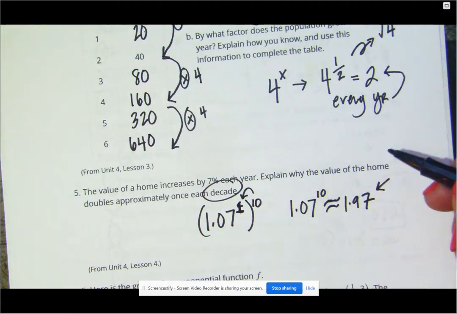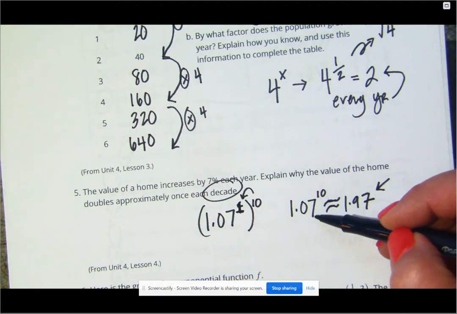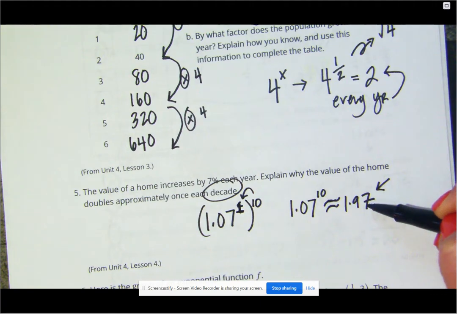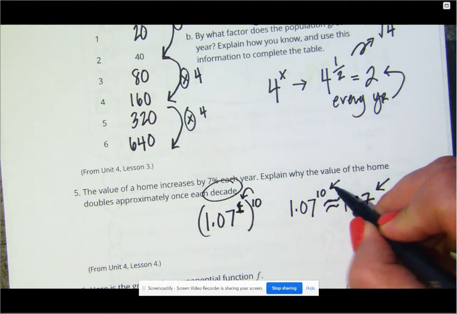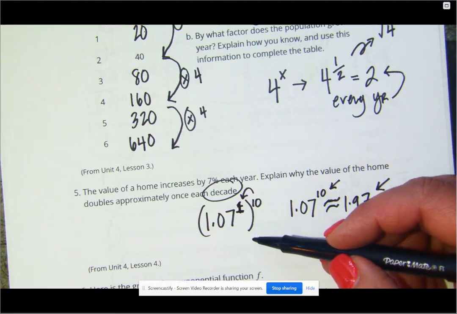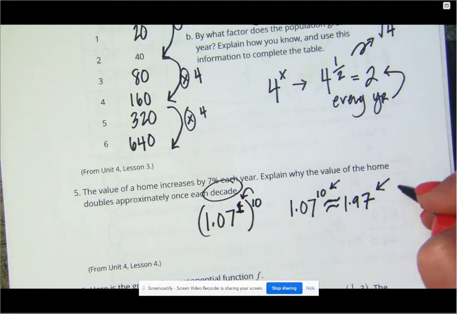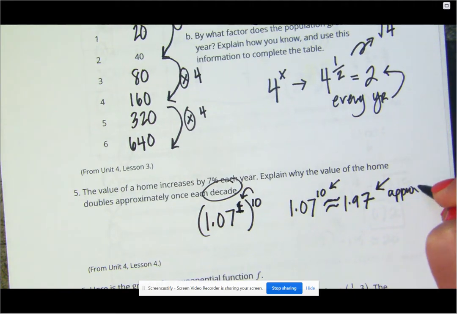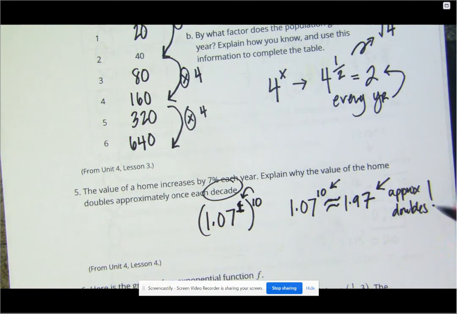Because, so it says explain why, because 1.07 to the 10th power is almost 2. Why did we put a 10 in? Because you're multiplying by 1.07 10 times, one time for every year. Which, yes, approximately doubles. Okay, pretty close to 2.